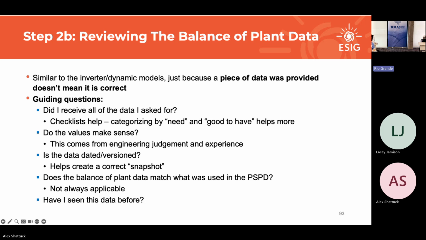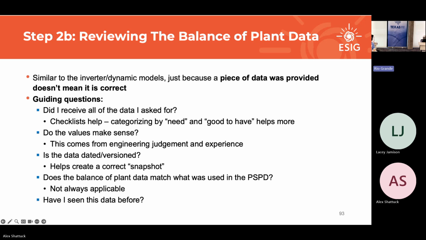Does the balance of plant data match what was in the PSPD model? We're at a point in the industry where most of the facilities also have a PSPD model. So seeing if it's the same balance of plant is a good way to check if the EMT model is what you expect it to be. That's equipment type, manufacturer type, supplemental devices, all that kind of stuff.